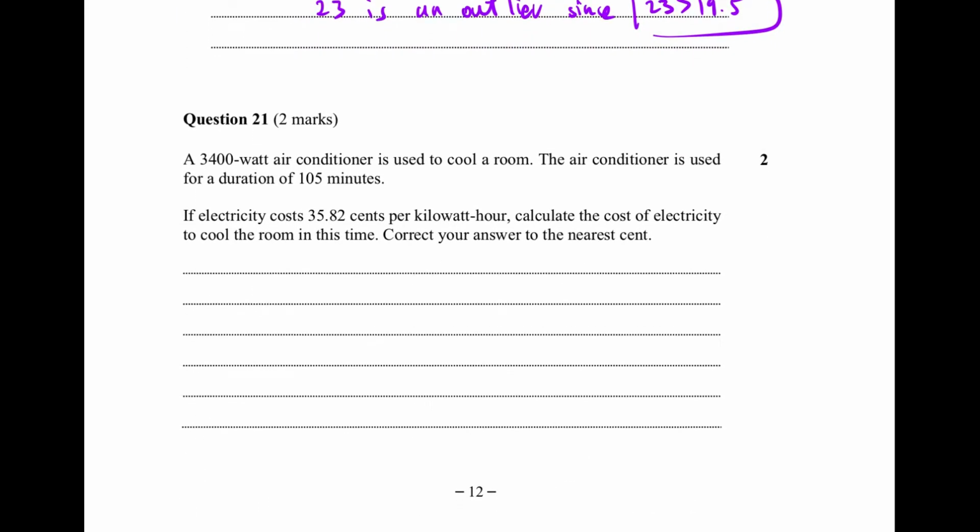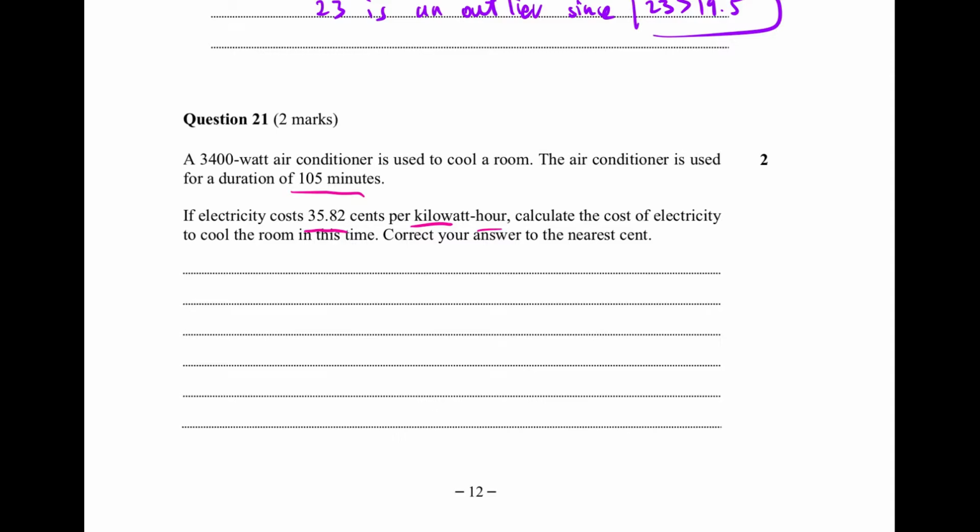Question 21. A 3400 watt air conditioner is used to cool a room. The air conditioner is used for a duration of 105 minutes. The electricity costs 35.82 cents per kilowatt hour. Calculate the cost of electricity to cool the room in this time.